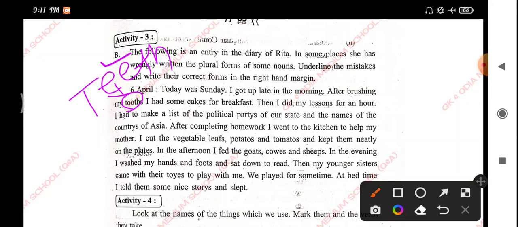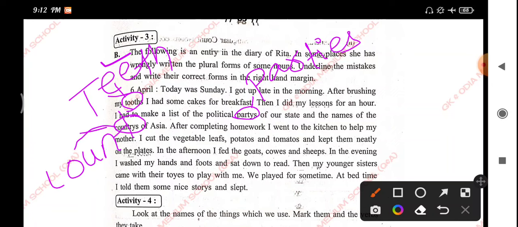Then I did my lessons for an hour. I had to make a list of the political parties. Write P A R T I E S, parties, of our state, and names of the countries. Spelling is wrong, underline it and write it correctly: C O U N T R I E S. Did you understand?